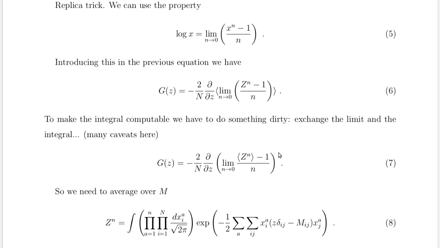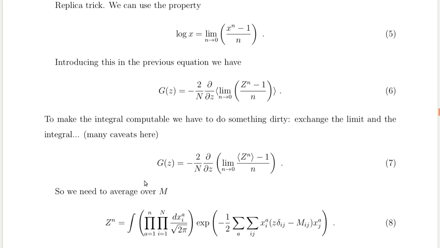So the trick is, let's say that this n, instead of being a real number, is an arbitrary natural number. Let's compute everything assuming that it is an arbitrary natural number. And then when we have the result, let's extend the result to real numbers and take the limit of n going to 0.